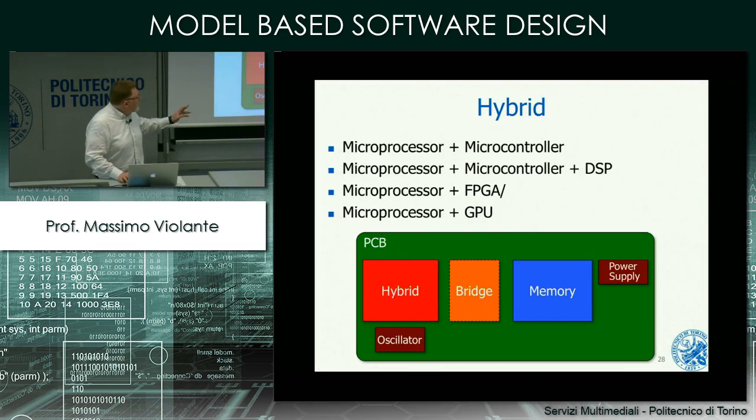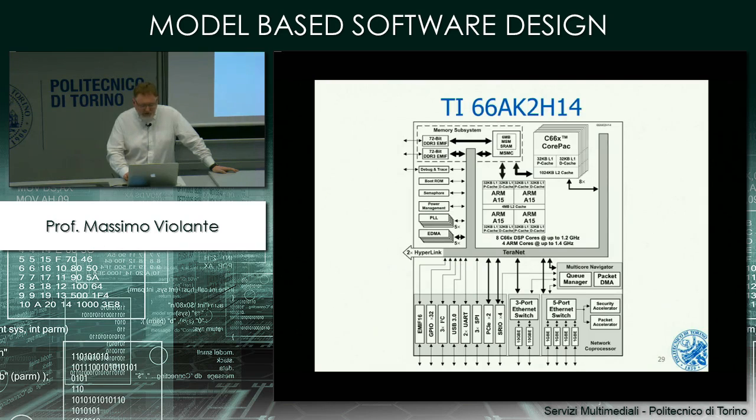Okay, now let me show you something about hybrids. We can see here that we have more or less the same PCB architecture, and then what can we find here? Well, it depends on the type of hybrid. For example, if we look into the high-end device from TI, we have 4 ARM A15 CPUs, besides 8 DSPs, plus a number of interfaces.